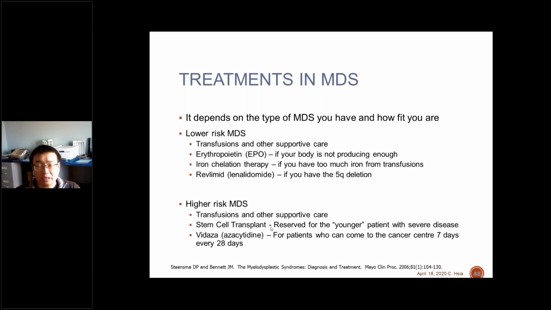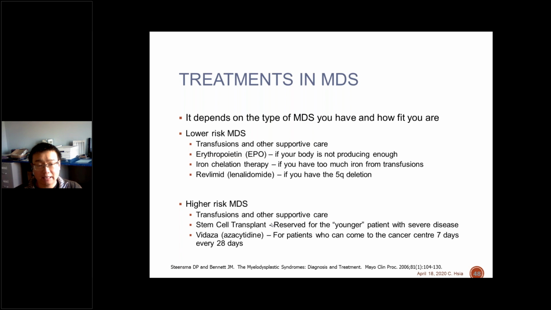But a stem cell transplant is not a walk in the park. It's actually reserved for those who are younger and fit enough with very severe disease, with these higher risk MDS, that it would benefit. So in fact, most patients, as we said, with MDS are diagnosed later in life, and so would not be a candidate for a stem cell transplant. Depending on the center, that age might be anywhere from 60 to 70 to even 75. Okay. But typically, the older one is, the higher the risk of complications with stem cell transplants. So it is reserved for those who are younger and fit.